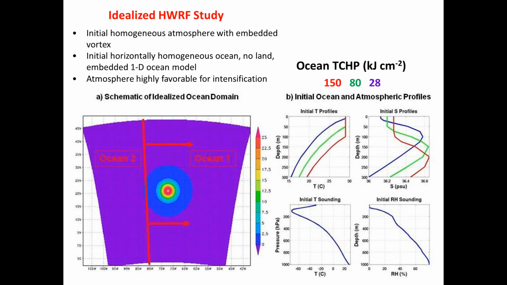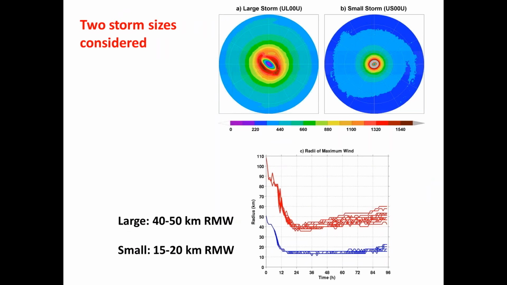There are three ocean model initializations shown on the right side. Initial temperature and salinity profiles representative of typical Atlantic Ocean conditions for three different heat potential values, 150, 80, and 28 kilojoules per square centimeter. So we're going to look at the sensitivity of the model to these different ocean conditions. The initial temperature and humidity sounding for the atmosphere are also shown here. These were chosen so that the atmosphere is highly favorable for storm intensification.